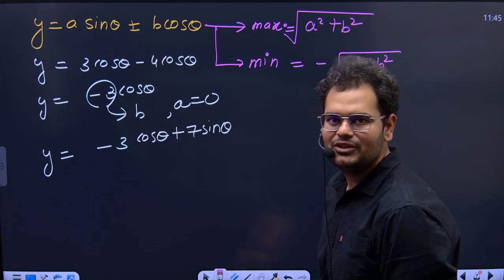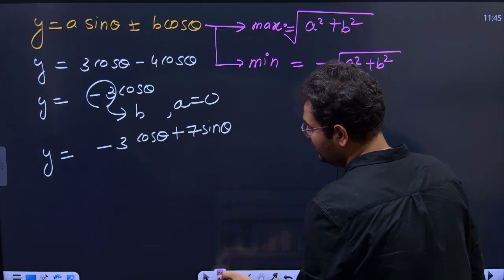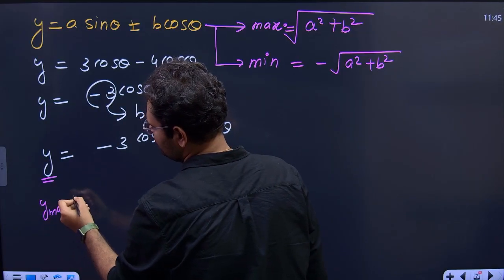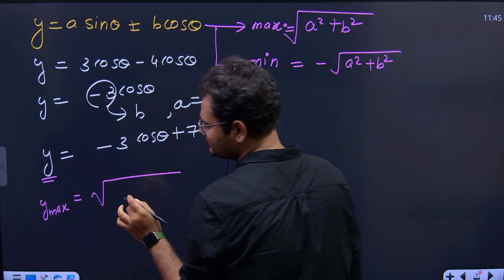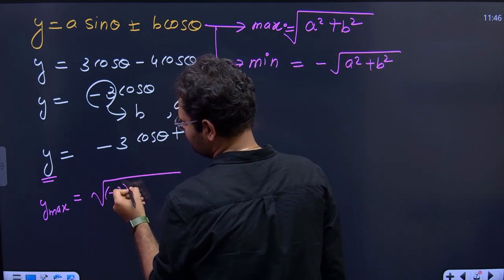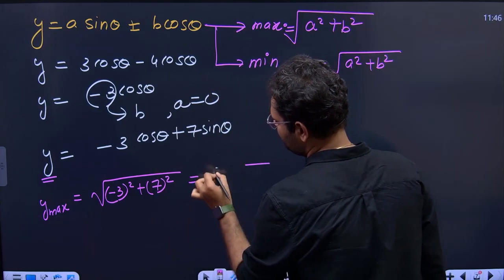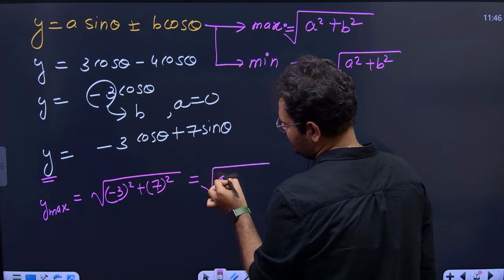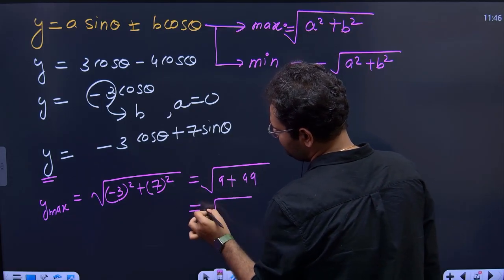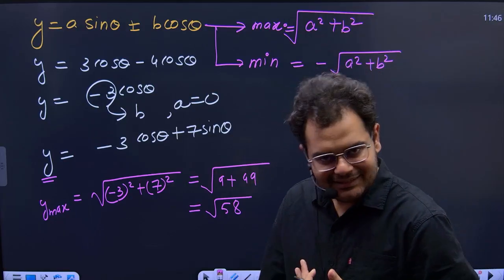Let us take one example so that you will be able to understand well. Now for this function, if I want to find the minimum value, or let us say find the maximum value, what is it? Under root of a square plus b square. Sir, what is a here? Minus 3. So minus 3 square plus b. What is b? 7 square. How much is this? Under root of 9 plus 49. How much is 9 plus 49? Under root of 58. So under root of 58 is the maximum value of this function.